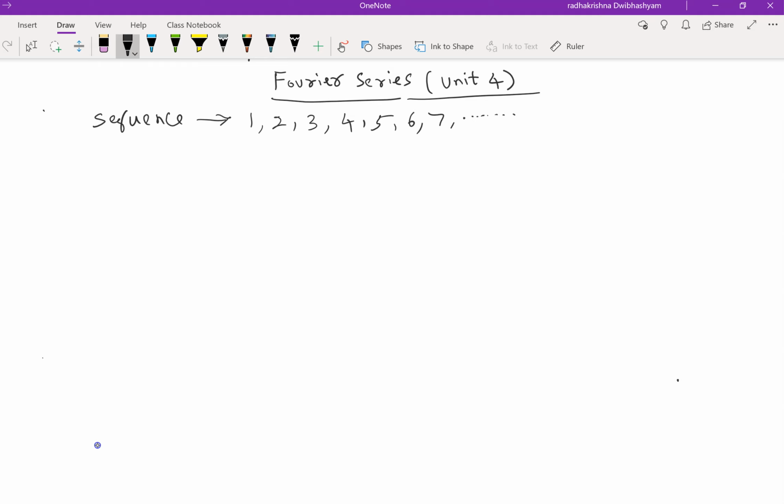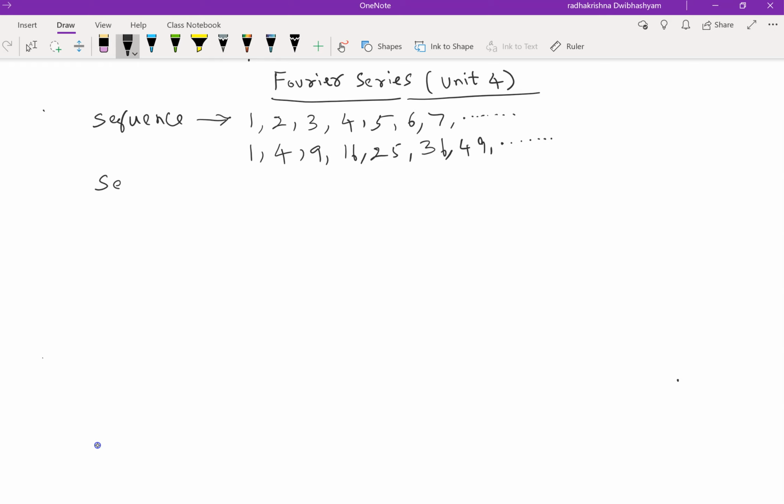Now, one more example is 1, 4, 9, 16, 25, 36, 49, and so on. Even in this sequence, if you observe, all these are squares of natural numbers. That means all these numbers are following a particular rule. This arrangement is also called a sequence.